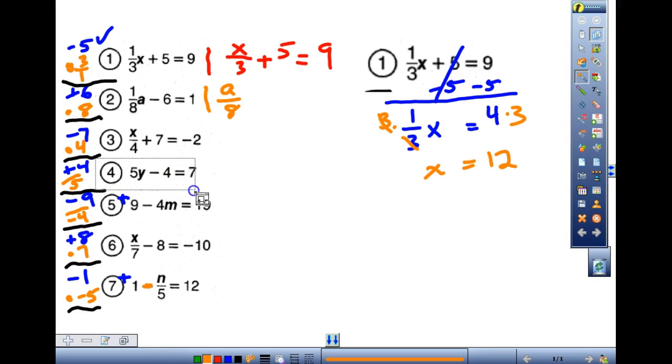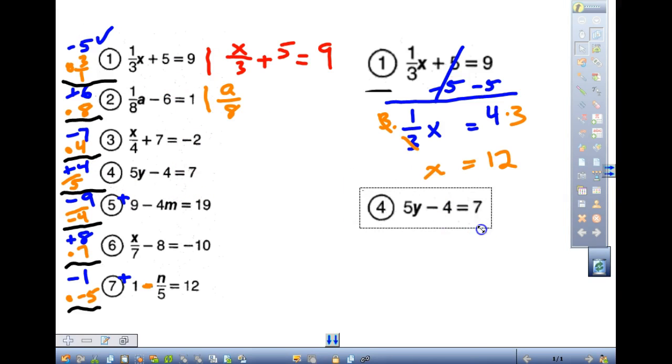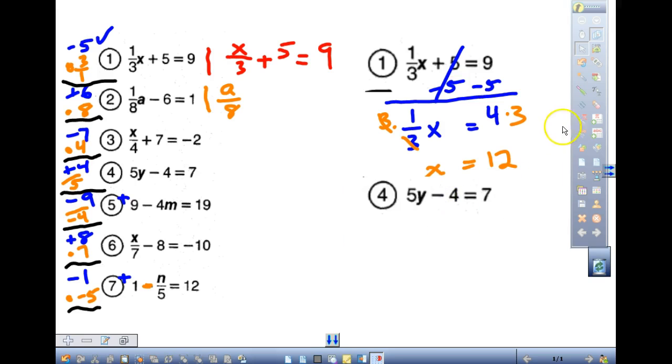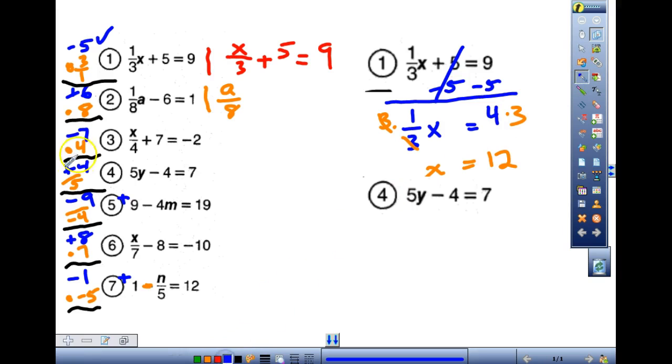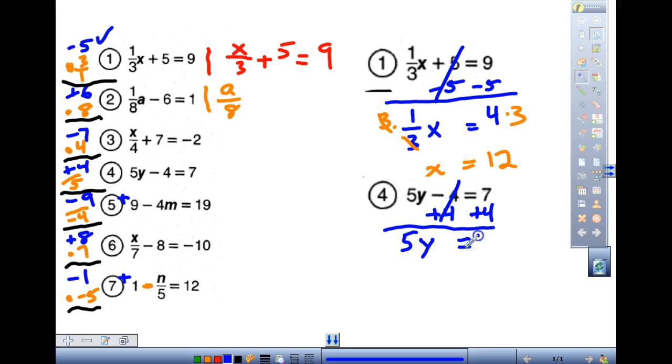So number 4 right here. We have a negative 4, got to add 4 to both sides. Keep in mind you'll never add numbers with variables, so you'll never have like a +4 underneath the variable to give away that there's something wrong. Numbers stick with numbers, variables stick with variables. So here we have 5y. 5 times what equals 11.